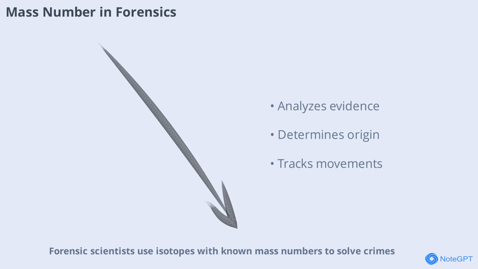Forensic scientists use isotopes with known mass numbers to solve crimes. By analyzing the isotopic composition of evidence, they can determine its origin or track movements. This technique adds a powerful tool to the forensic toolkit, helping bring clarity to complex investigations.